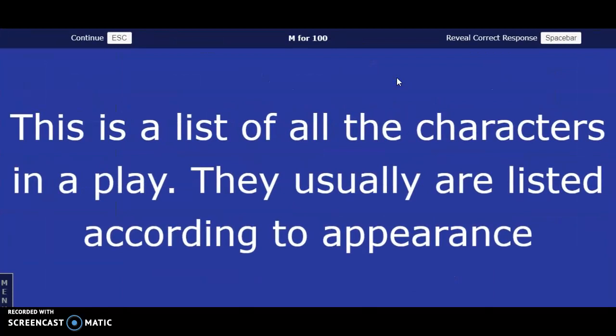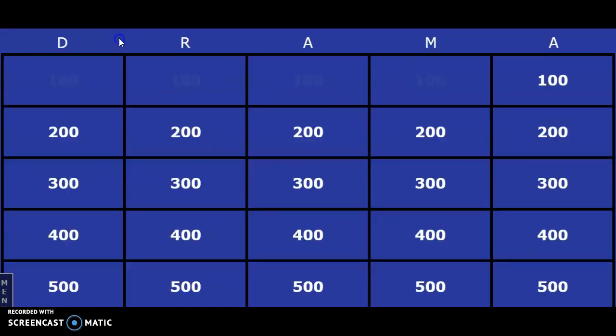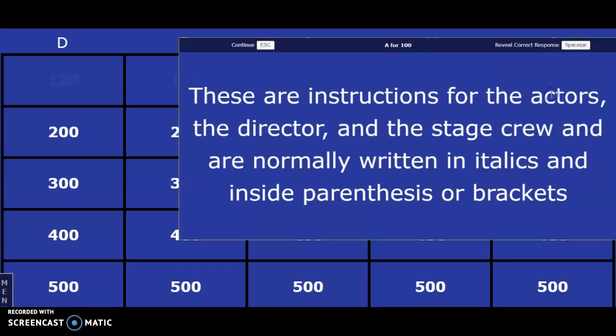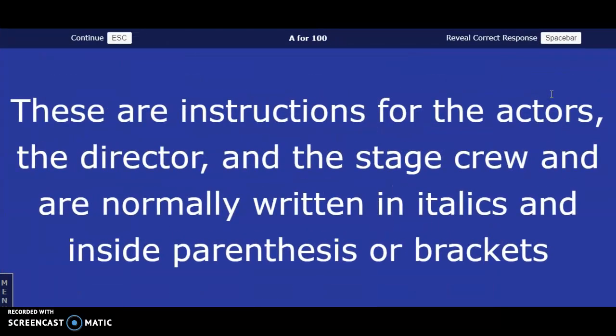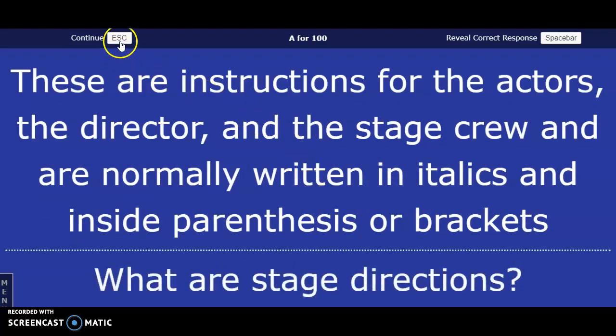M100. This is a list of all the characters in a play. They usually are listed according to appearance. 3, 2, 1. What is the cast? A100. These are instructions for the actors, the director, and the stage crew, and are normally written in italics and inside parentheses or brackets. We usually said they're inside of parentheses. 3, 2, 1. What are stage directions?